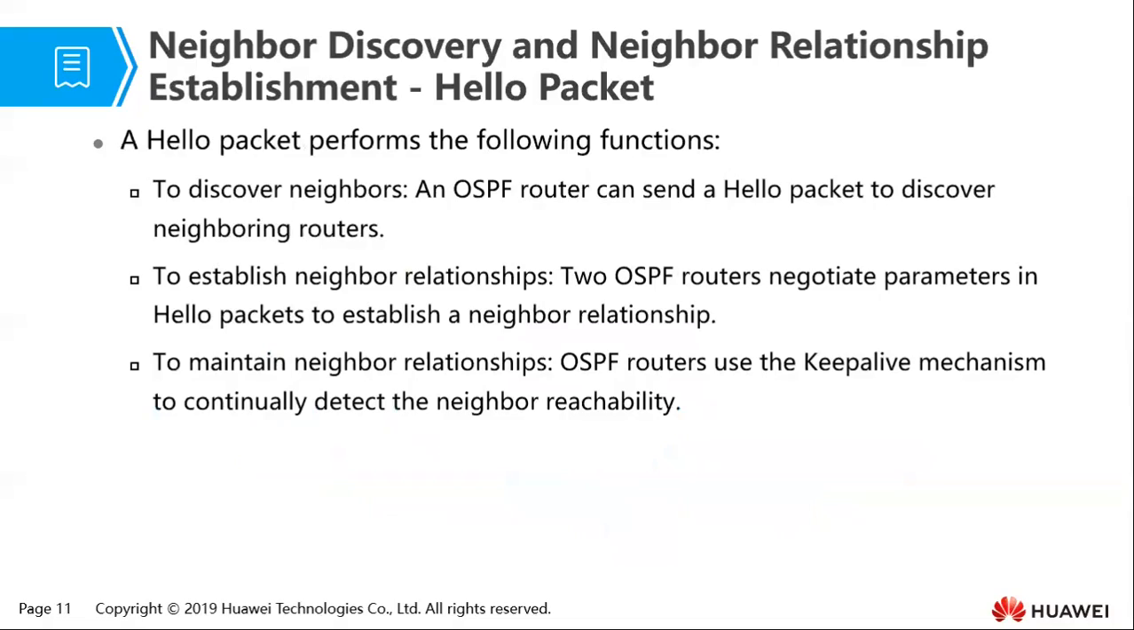Okay. Now, neighbor discovery, the neighbor relationship establishment, uses an OSPF packet called the hello packet. I know you can still remember the 5 OSPF packet types. Other than the hello packet, which other packet types do we have?